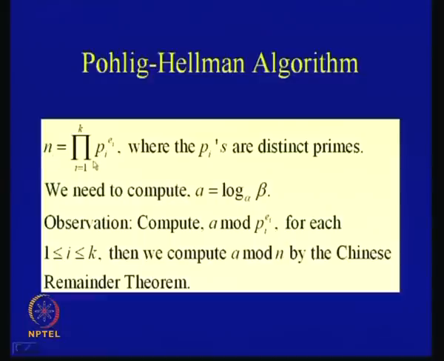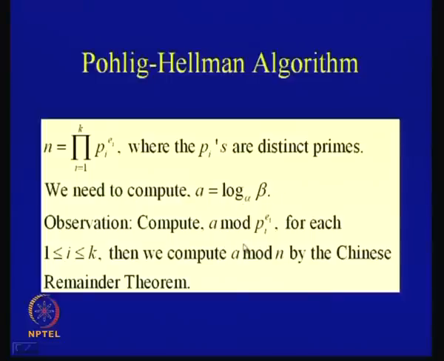For example, I am assuming here that there are k such prime factors, and by the fundamental theorem of arithmetic you can obtain p1 to the power of e1, p2 to the power of e2 and so on, pk to the power of ek. So, this is the prime factorization, and all of these prime values are distinct primes, and our objective is again the same, that is we want to compute the logarithm of beta with respect to alpha.